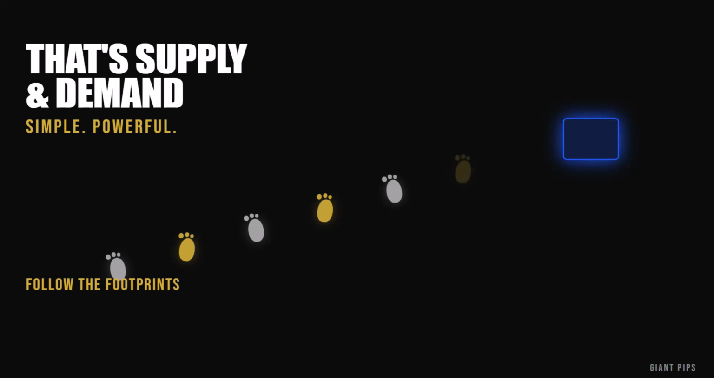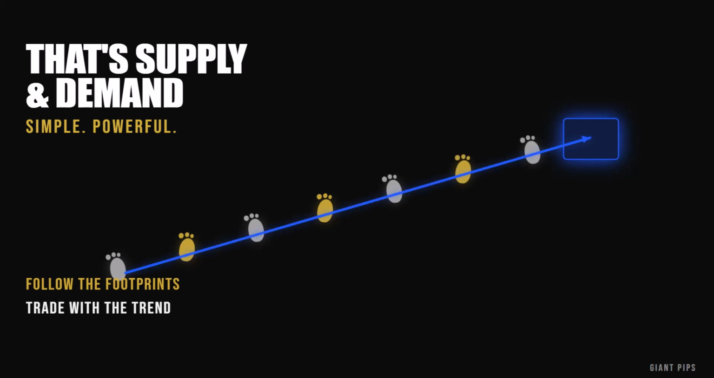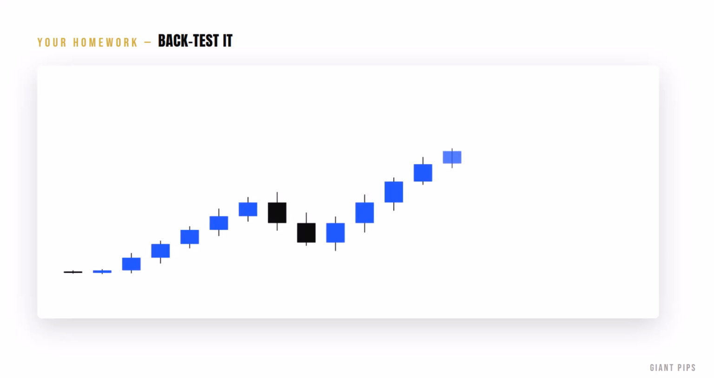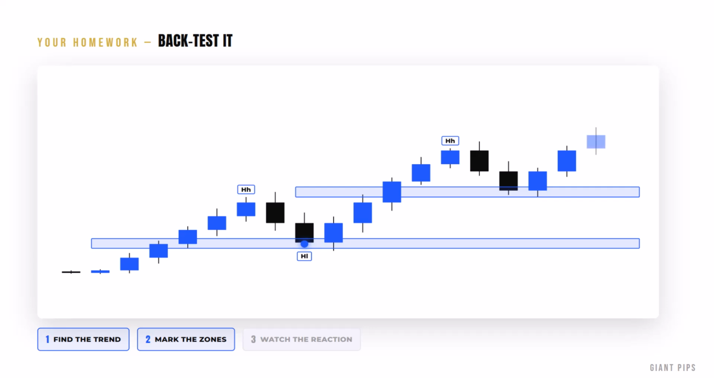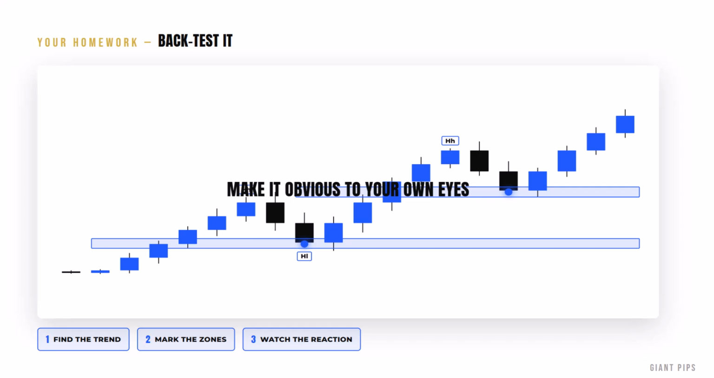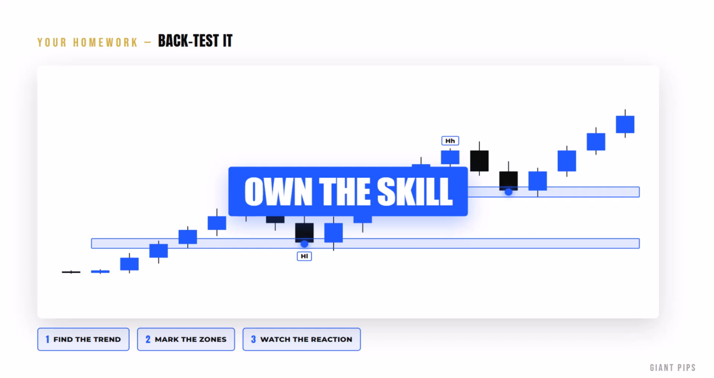It's genuinely one of the simplest, most powerful ways to read a chart, because instead of guessing, you're just following the footprints big money leaves behind and positioning yourself with the trend. But knowing it isn't the same as trusting it. So here's your homework, and I actually want you to do this one. Open up a chart, scroll back through the history, and mark these zones out for yourself. Find the trend, mark the zones in that direction, and watch how price reacts when it comes back. Backtest it until the pattern becomes flat out obvious to your own eyes. That's how this goes from a video you watched to a skill you actually own.